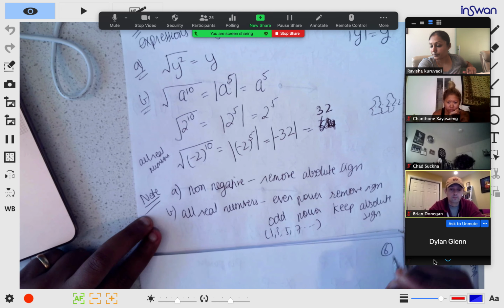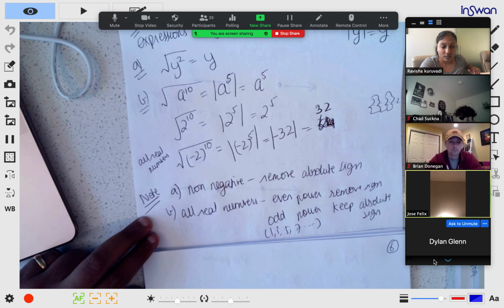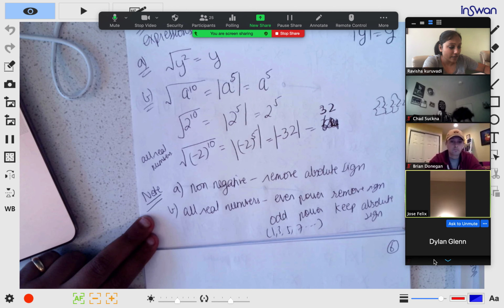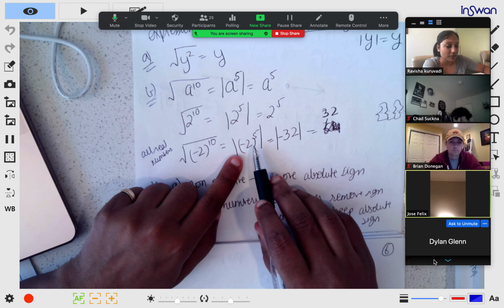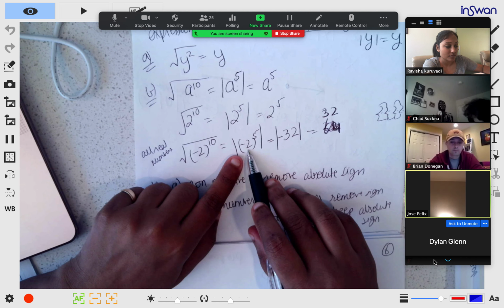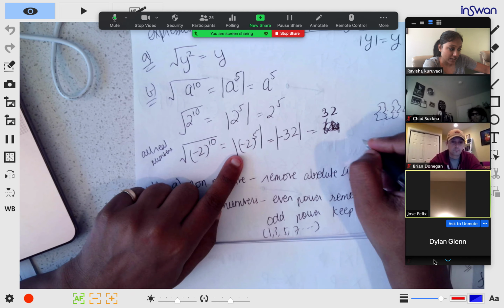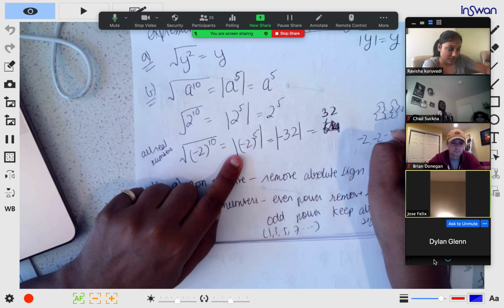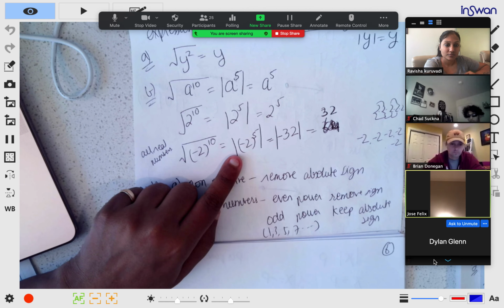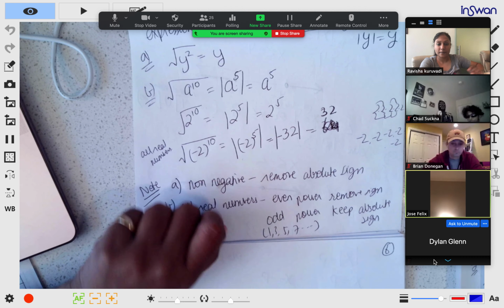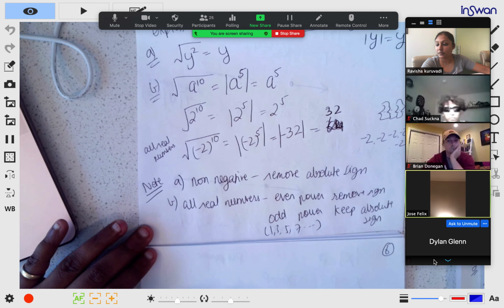How do you get the 32? Just a quick question so I don't get lost. Okay, so negative 2 to the power of 5 means you're multiplying negative 2 five times. So negative 2 times negative 2 times negative 2, and so on. That's how I got negative 32. Alright, thank you. Any other questions, anyone?